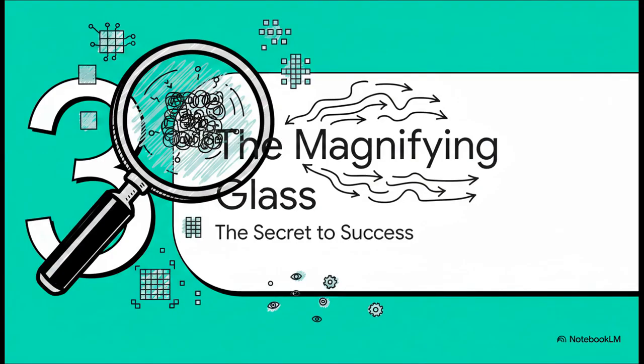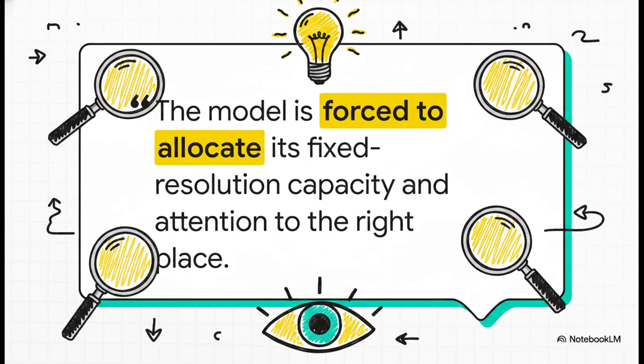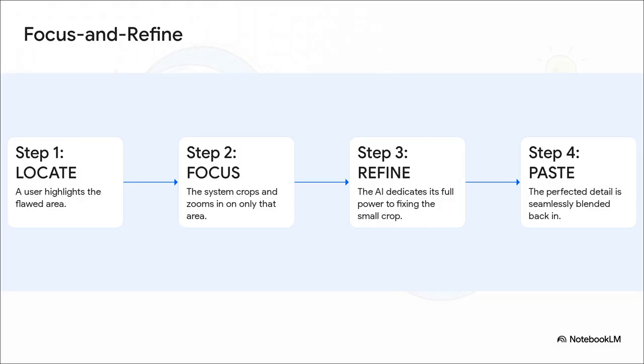But how in the world does it get that level of precision? Well, the method is surprisingly clever, and you can really think of it as a kind of digital magnifying glass trick. This quote from the research paper is the real light bulb moment. See, the problem isn't that the AI lacks the info to draw good text or a clean logo. The problem is that in a full-size image, it's trying to pay attention to everything at once, and the tiny details just get lost in the noise. The key is to force it to focus. And they put this brilliant idea into action with what they call a focus and refine strategy.